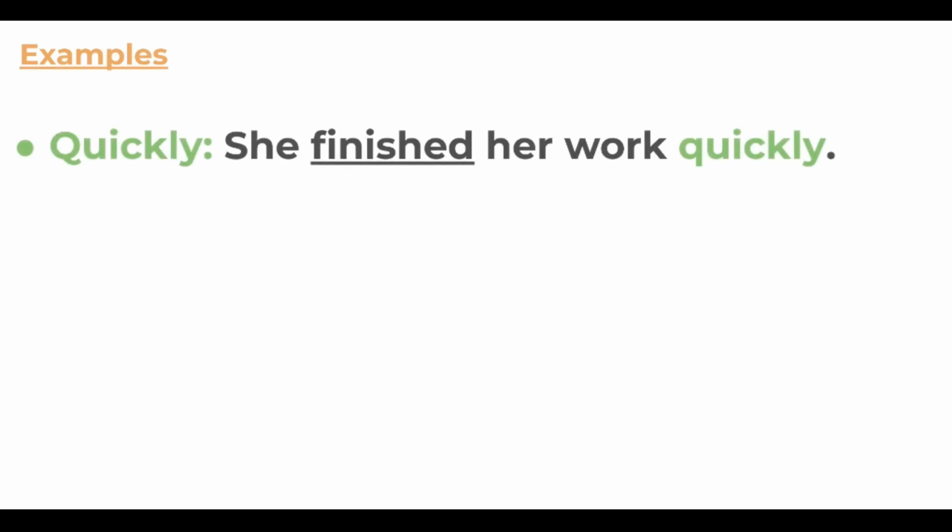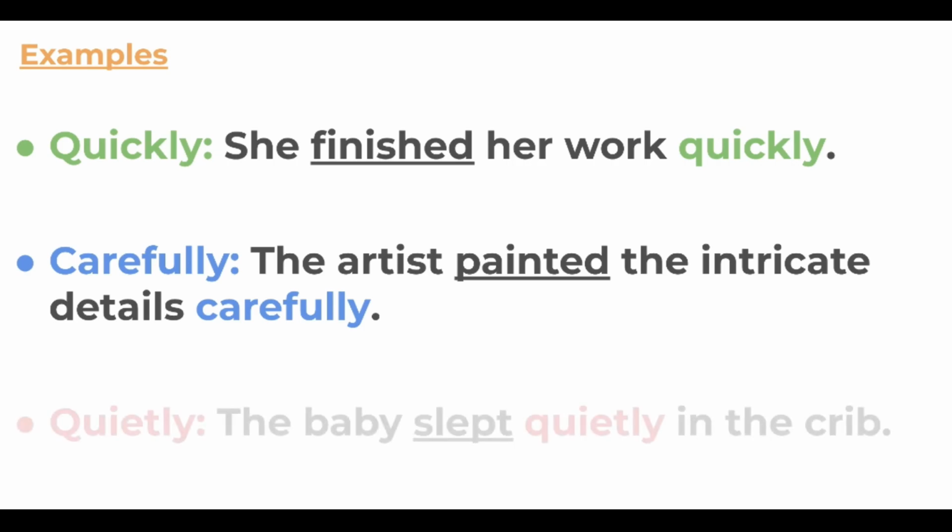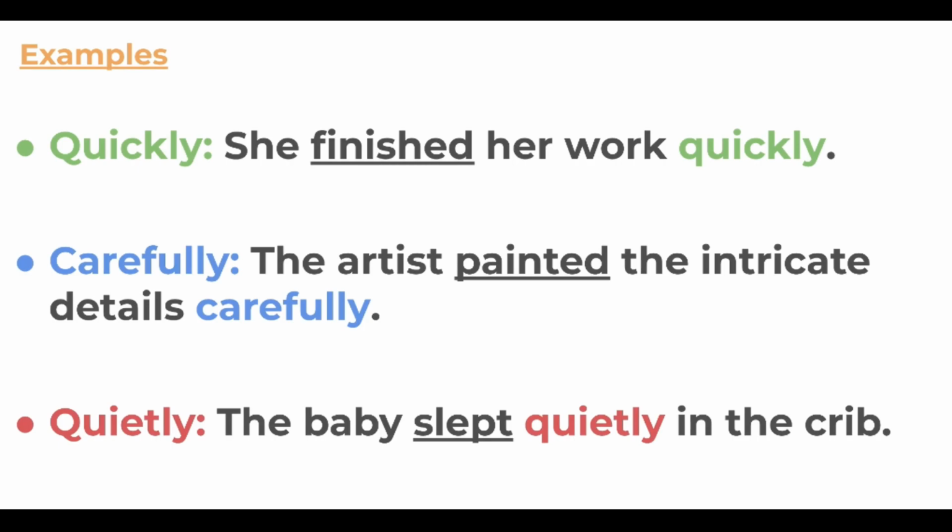Okay, a few examples. Quickly. She finished her work quickly. So how did she finish her work? Well, we have the answer here with the adverb quickly. Carefully. The artist painted the intricate details carefully. So carefully referring to how the intricate details were painted. And quietly, the baby slept quietly in the crib. Quietly referring to how the baby slept.